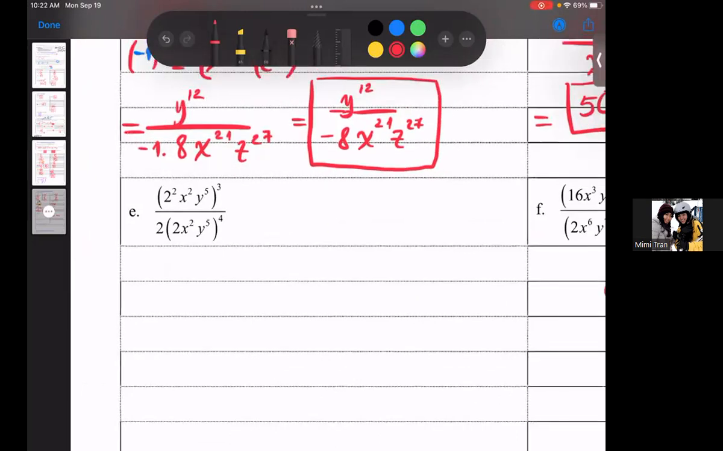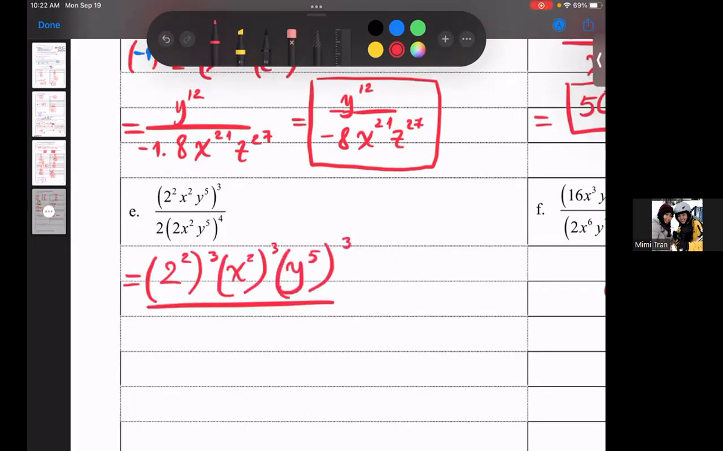But let's do that. So I have 2 squared and then cubed, x squared and then cubed, y to the 5th cubed, 2 times 2 to the 4, and then x to the what? x squared to the 4, y to the 5th to the 4. I know it's tempting, but please don't simplify this and this at the beginning, because they carry different powers outside. You gotta take care of the power first, right?